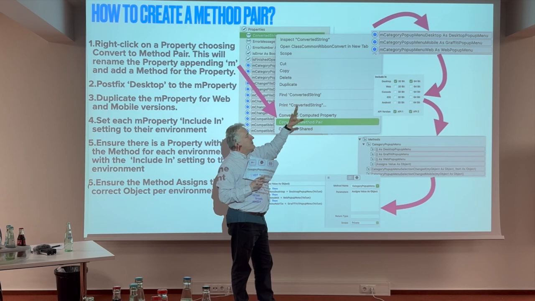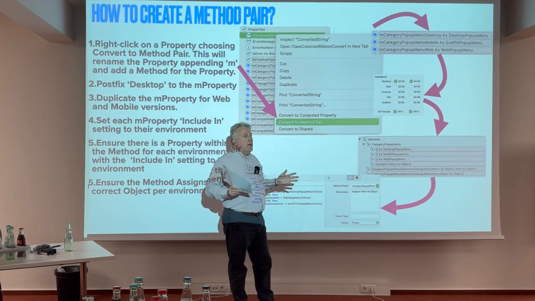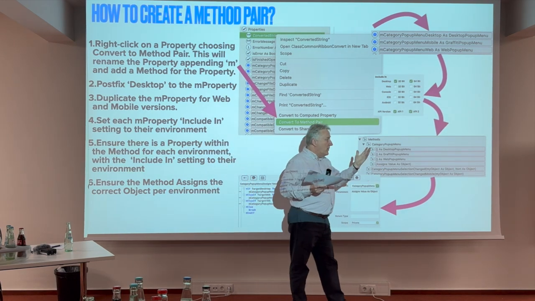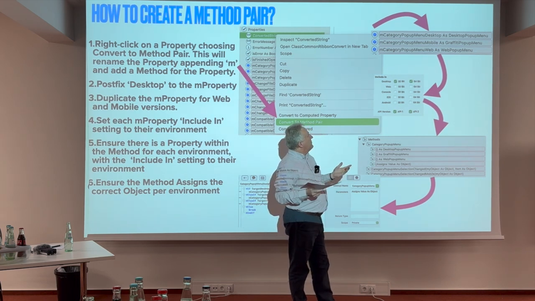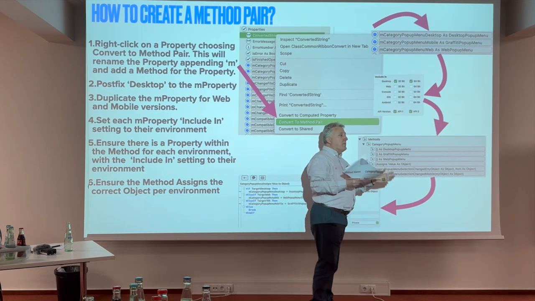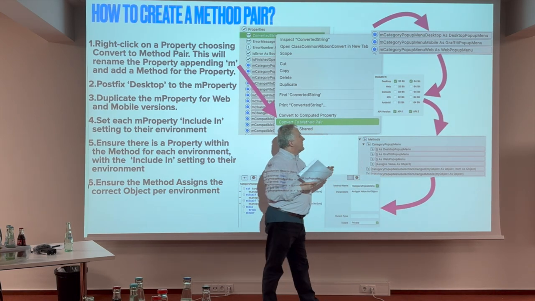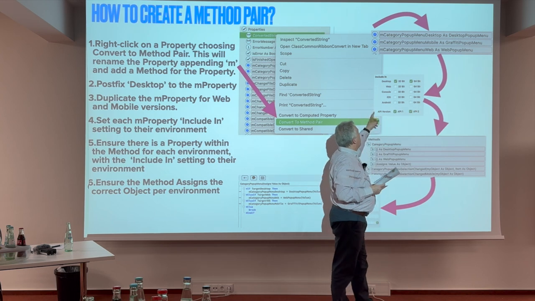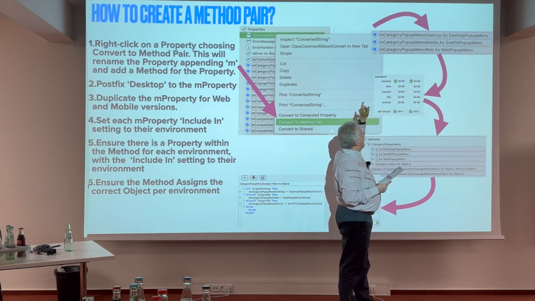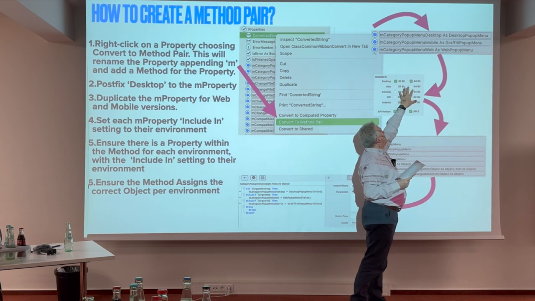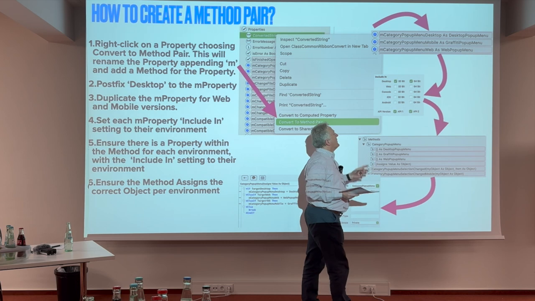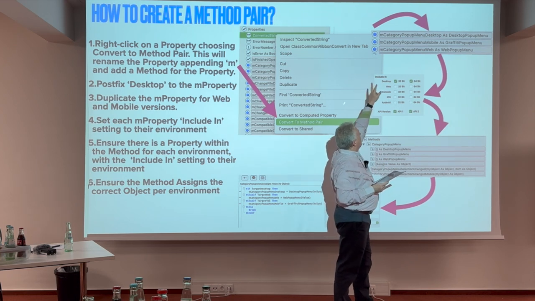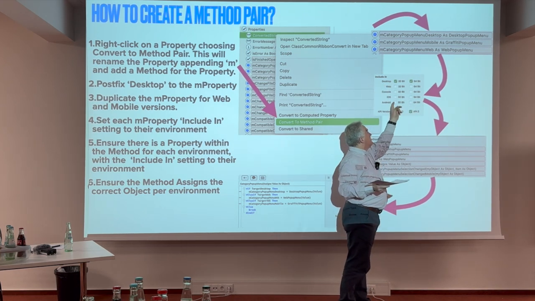Now, if I compiled my application at this stage, it would fail on all platforms, because the desktop version of my project, when it's got this class in it, is going to say, I don't know what a web pop-up menu is. If I compile my web, it's going to say, I don't know what a desktop pop-up menu is. So for each of those items, we need to come into the include in section for each of those objects, click on the one for desktop and turn everything off except for desktop. Click on the web, turn off everything except for the web objects. Click on the mobile, turn everything off except for, in this case, iOS.